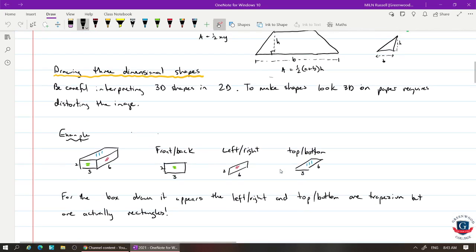Now we have to be a little bit careful. When we're drawing three-dimensional shapes, we distort the image to make it look three-dimensional. And even though this here looks like a parallelogram, it's actually a rectangle. So I've drawn the distorted images here. The left and right looks like a parallelogram, but it's actually a rectangle. Some students will not be able to see the rectangles, and if that's the case, you really have to be careful when you've got a prism image that you use the right formula.